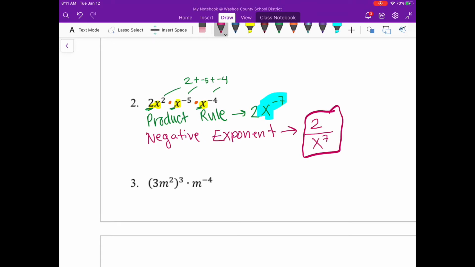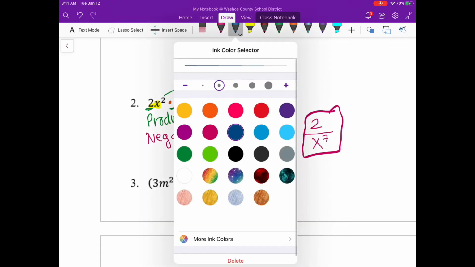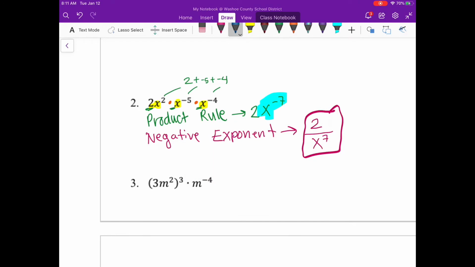All right, going on to number 3. For number 3, we have a few things going on, and what's cool about these problems is that you can choose where to start if there's a lot going on. In this case, I'm going to start off by distributing this 3 through, and this is the power of a power.